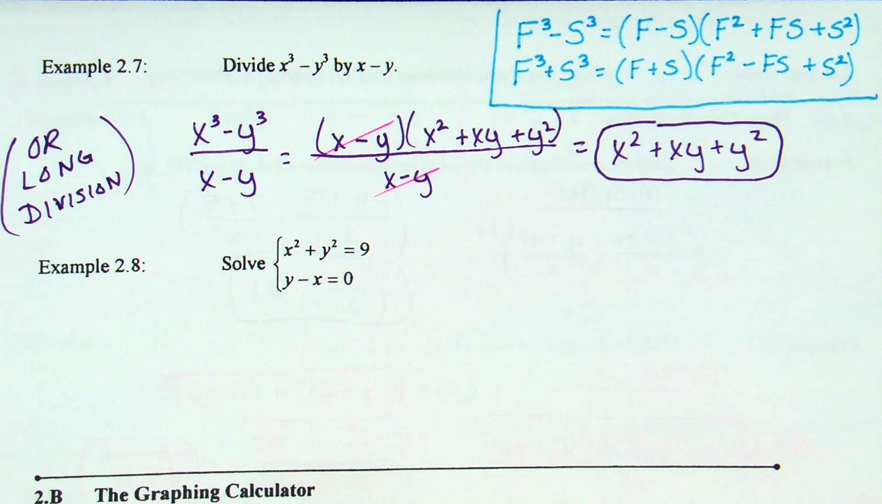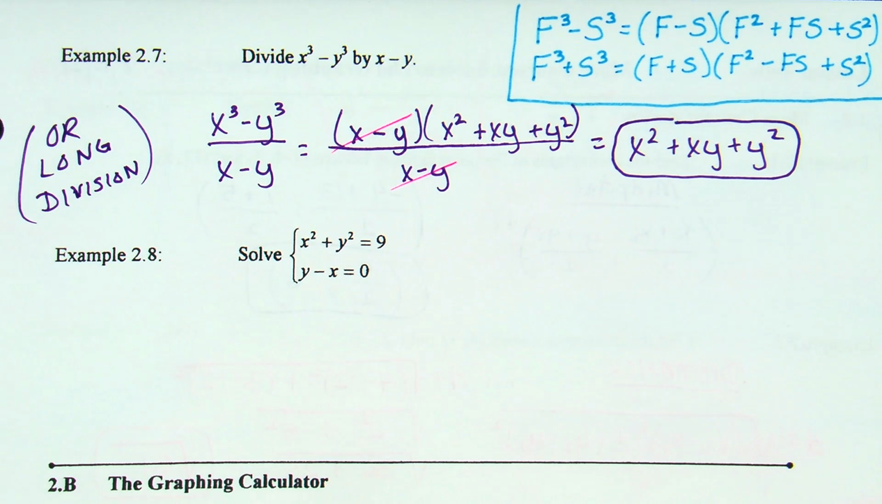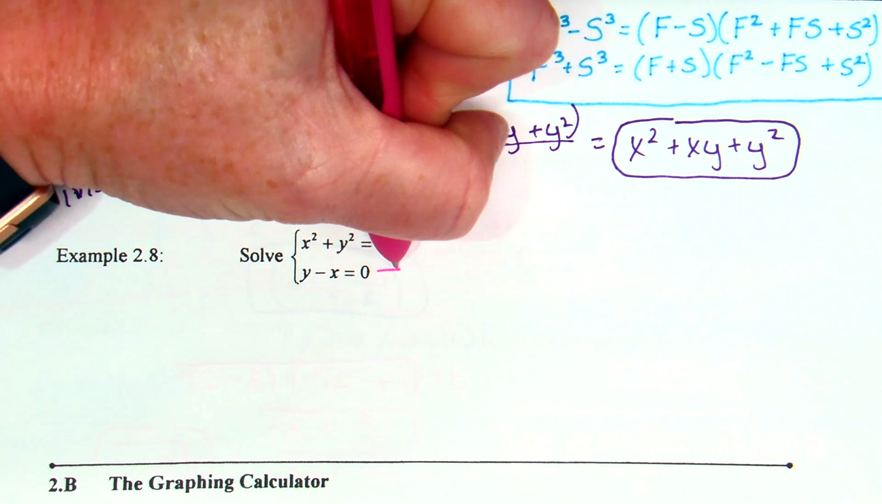Okay, example 8 here. X squared plus y squared equals 9, y minus x equals 0. It says solve. Gives me no direction other than solve. Thoughts? Okay, we can look at the fact here that if you solve this for y, y equals x, right? So that means the top equation, do you want to work with y's or x's? Either take your y and replace it with x, or take your x and replace it with y.